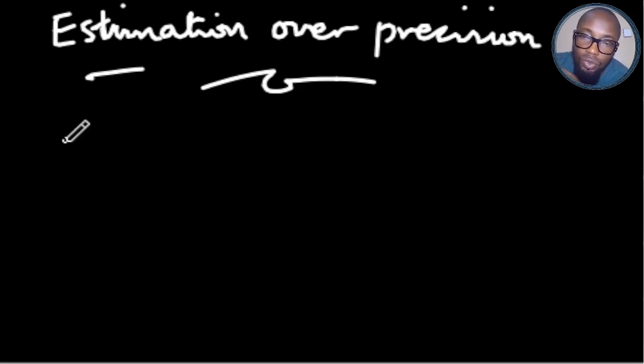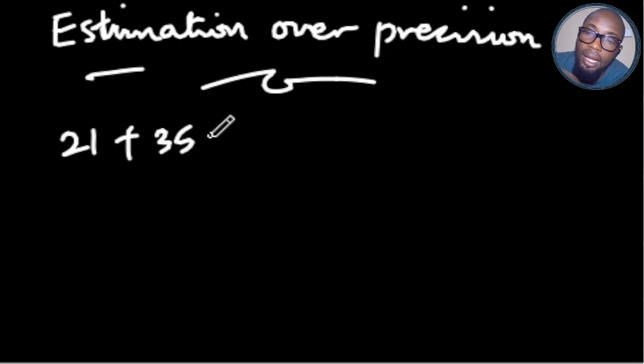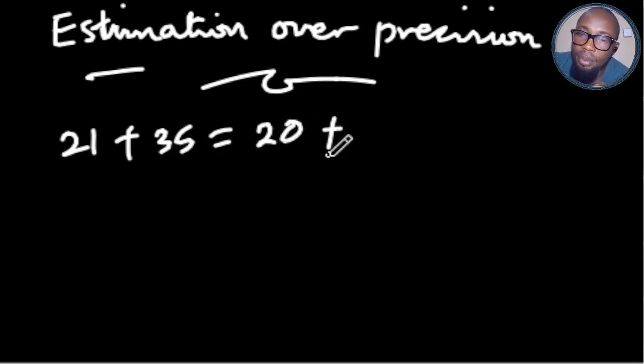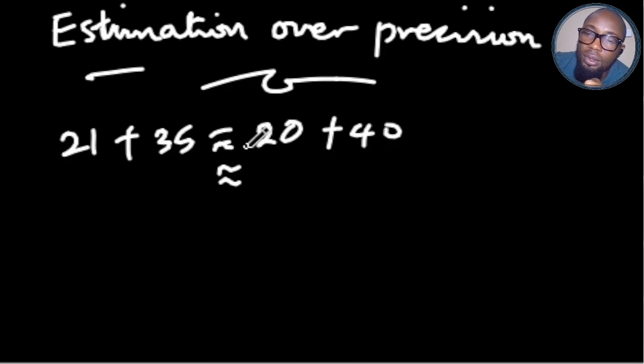If you have 21 plus 35, I can do an estimate and say this should be around, let me make my 21 to just be 20, and let me have 35 to be 40. This should be approximately equal to what? 60. Yes, this is an estimation. It is not the answer.